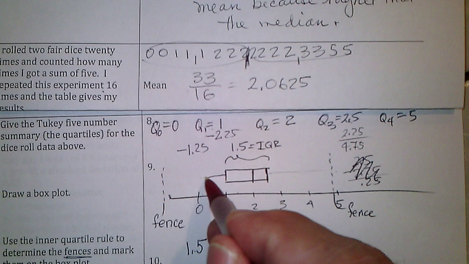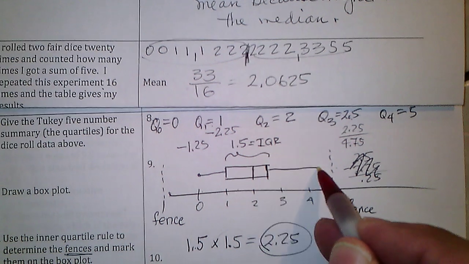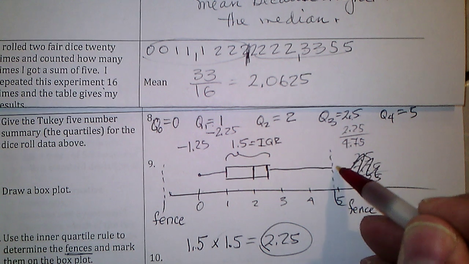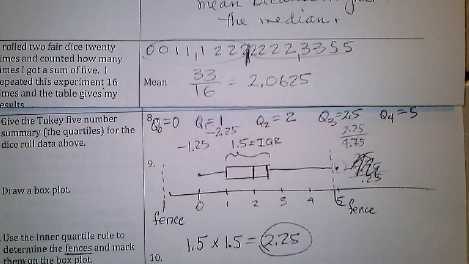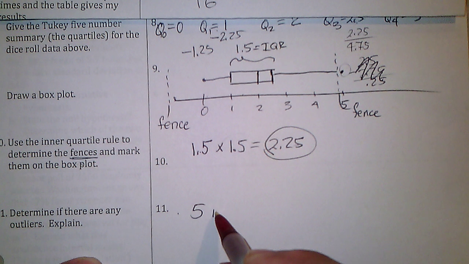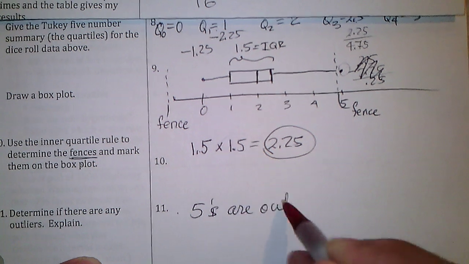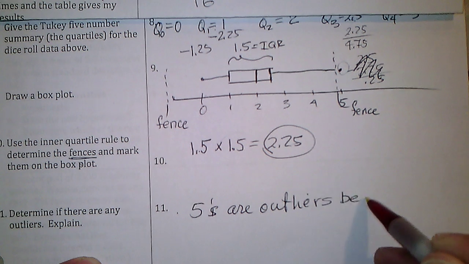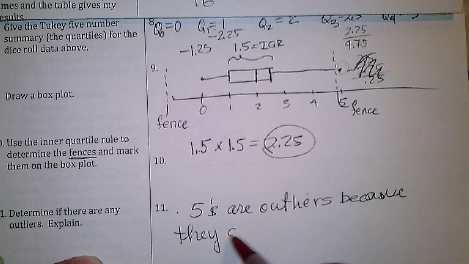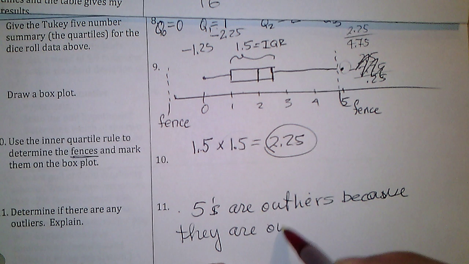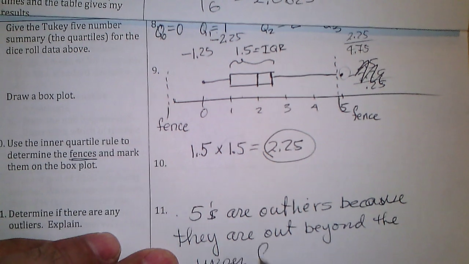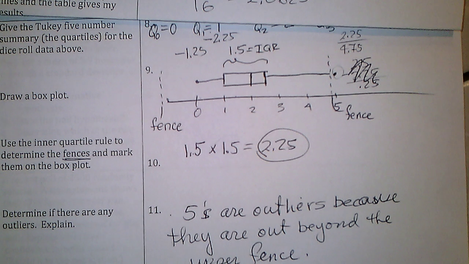Well, our lowest was 0, so we can draw this all the way down to our 0. The max is at 5, and since the fence is at 4.75, the max is beyond it, so the 5s are considered outliers. So finally, we drew the fences, and now we can say 5s are outliers because they are beyond the upper fence. Okay.